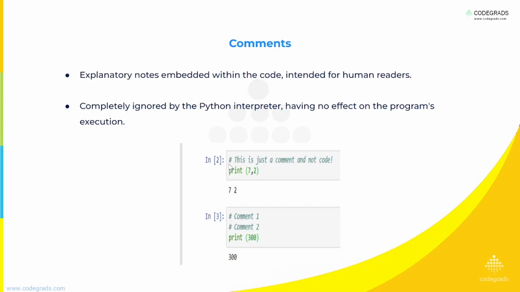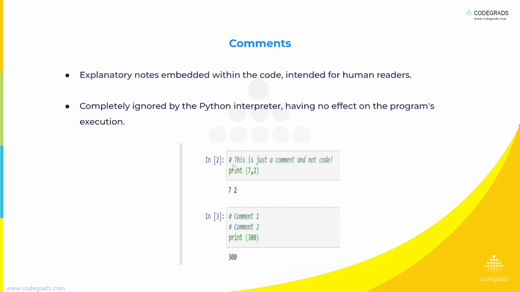As you can see here, a line of code has been written, but the comment has been written starting with the hash symbol. After the hash, whatever we include in this line will be considered a comment. So this comment reads that this is just a comment and not code. Then we print 1, 2. Now what if I don't include the hash symbol? It will show an error.